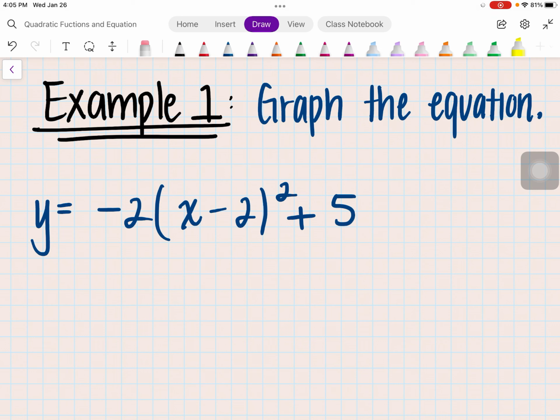In example 1, it says graph the equation y equals -2 times (x minus 2) squared plus 5. Once again, this here is in vertex form, guys. Vertex form does have an expression being squared. It has a number multiplied in front. And you also have a constant on the outside, which is a number by itself.